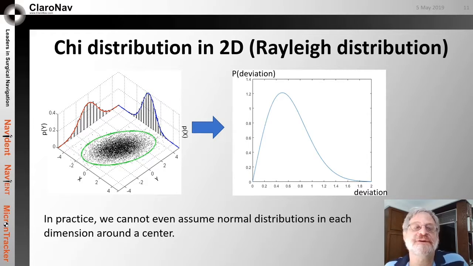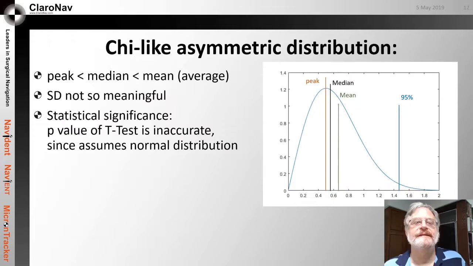However, we don't really know that each component of the deviation is distributed normally in a given study, and when it comes to angular deviations, it gets even more complicated. So let me just call it a chi-like asymmetric distribution and make some observations about it. First, unlike with the normal distribution where they're all the same number, here the median is larger than the peak and the mean is larger than the median.